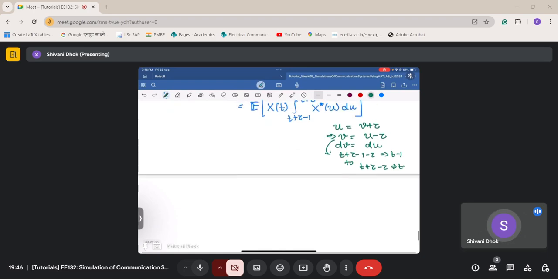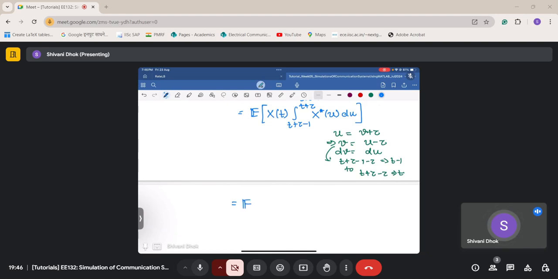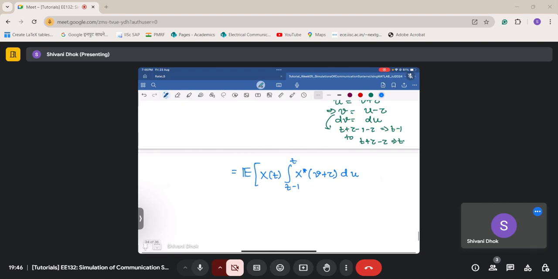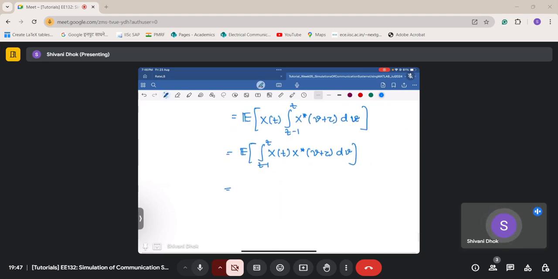So by this simple substitution, what we get is expectation of x of t into integral t minus 1 to t x conjugate of v plus tau dv. And this we can write as expectation of integral t minus 1 to t, this x of t is constant, x of t into x conjugate of v plus tau dv. Again, by linearity of expectation, I can write it as integral t minus 1 to t expectation of x of t into x conjugate of v plus tau dv.